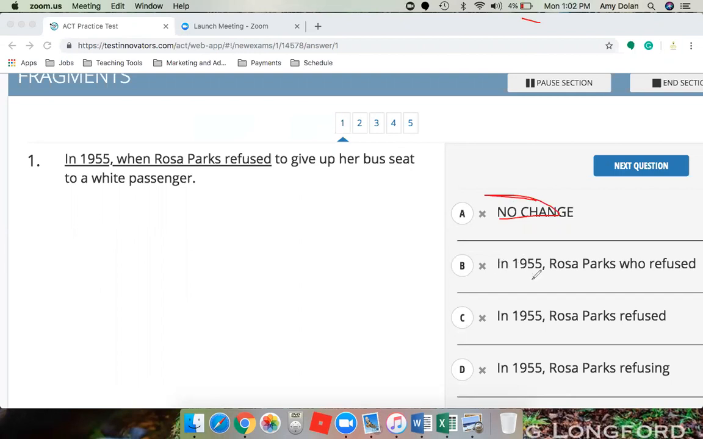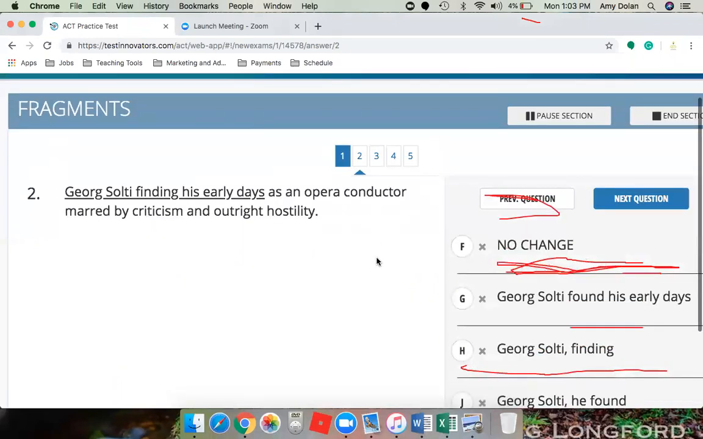If you look at this next one, it says in 1955, Rosa Parks who refused, right? We don't need that who in there, because we know we're talking about Rosa Parks only. And then the next one, in 1955, Rosa Parks refused, gets straight to the point. And then the next one, 1955, Rosa Parks refusing. We know this happened in the past, so it's refused. So Rosa Parks refused. Straight to the point, no extra words in there.